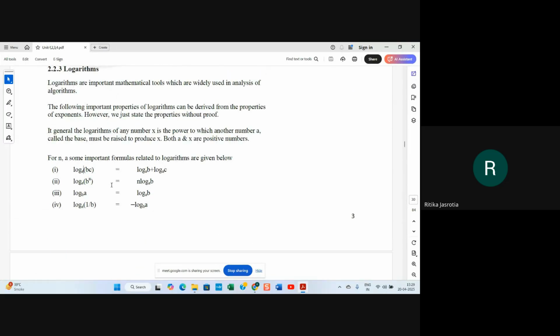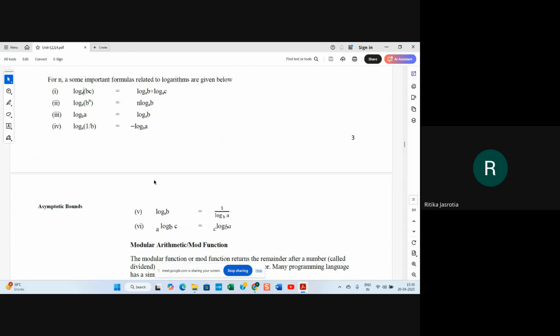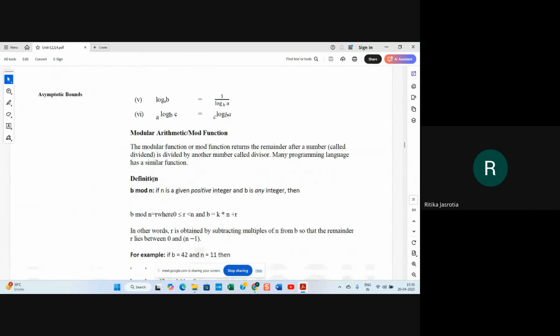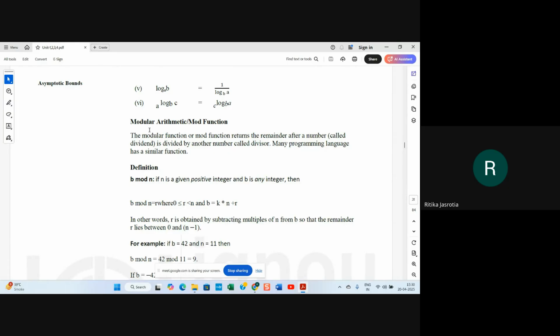These are the formulas in use for logarithms, but we'll not be using them. But they are mentioning the different formulas which are there.